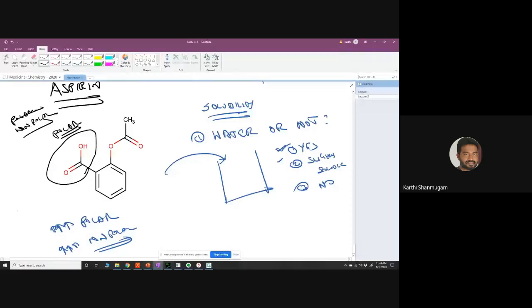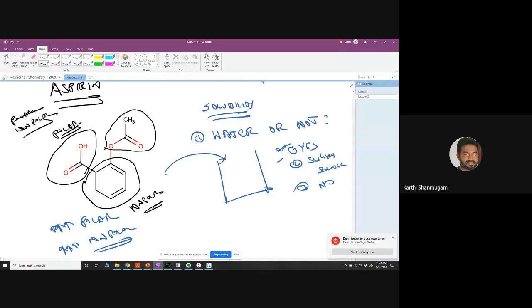So like that, can you make the classification further? We have a few more functional groups in this. Phenyl group is non-polar. Okay, phenyl group, I make it as non-polar, absolutely right. So this is a non-polar functional group. What about the rest? What's the name for this functional group? Ester, sir. If we include this also, we can call it an ester.